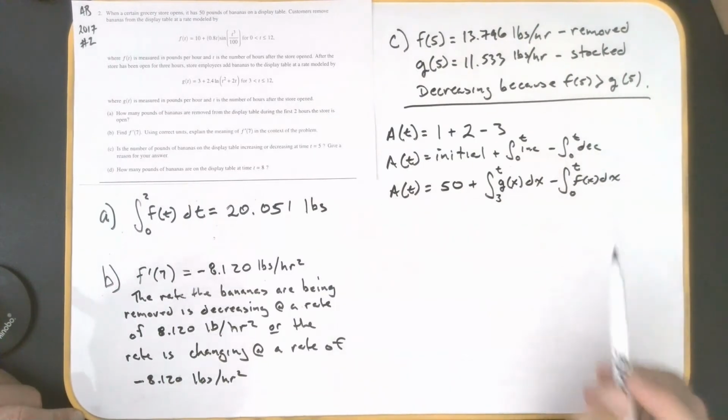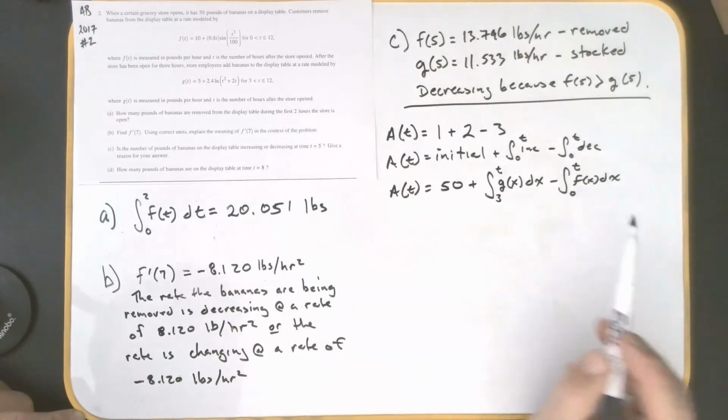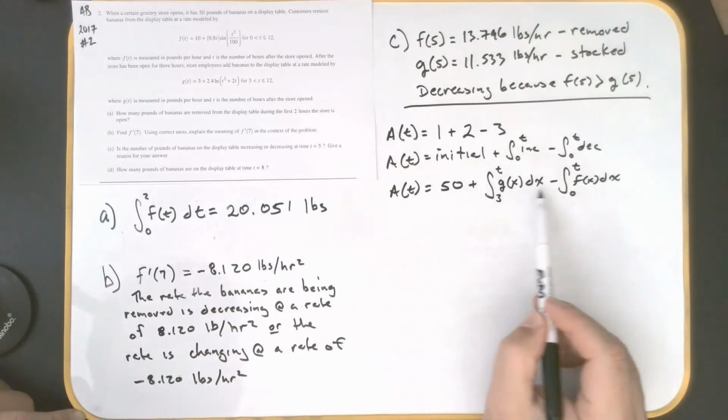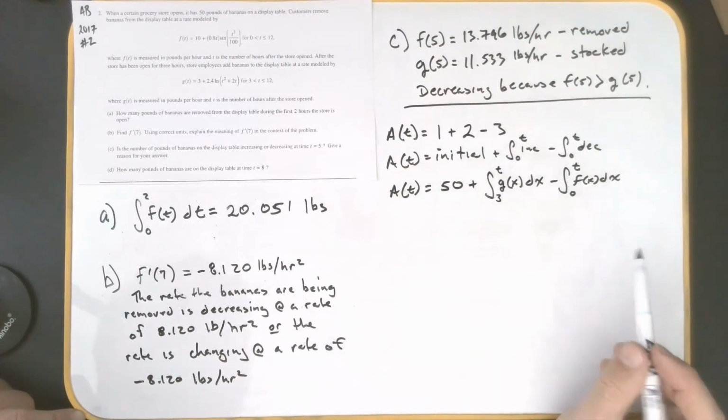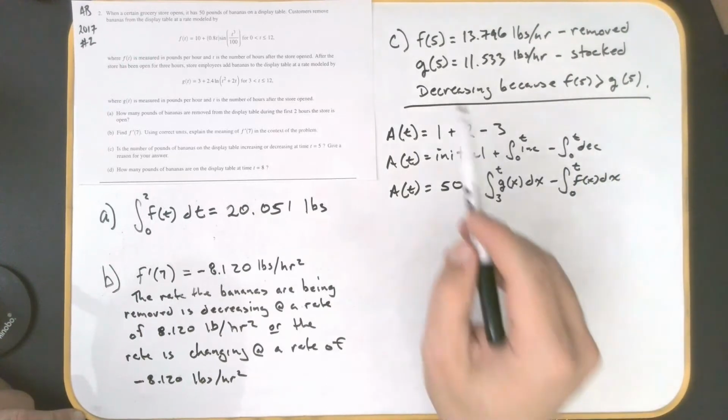So this would represent how many bananas are on the table at any one time. 50 plus the amount that was increased minus the amount that was decreasing, and I could put t in and figure it out for any one time. So the question is, what's going on at 5?